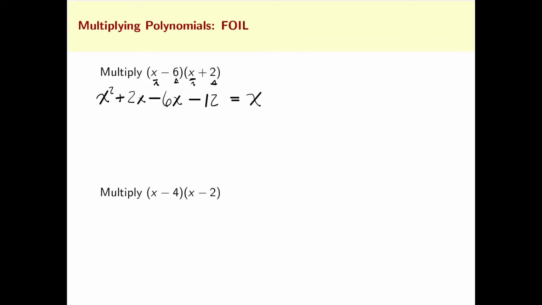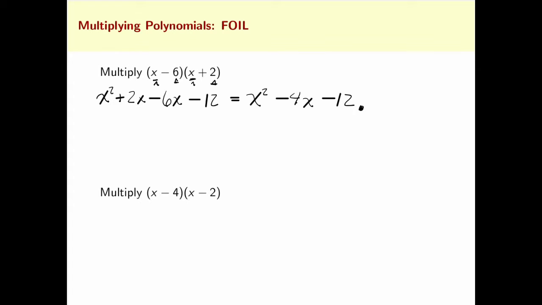Simplifying, I get an x squared. Minus 6x plus 2x gives me minus 4x. And then the last term is minus 12. So this gives us a second degree trinomial, and there's my answer.